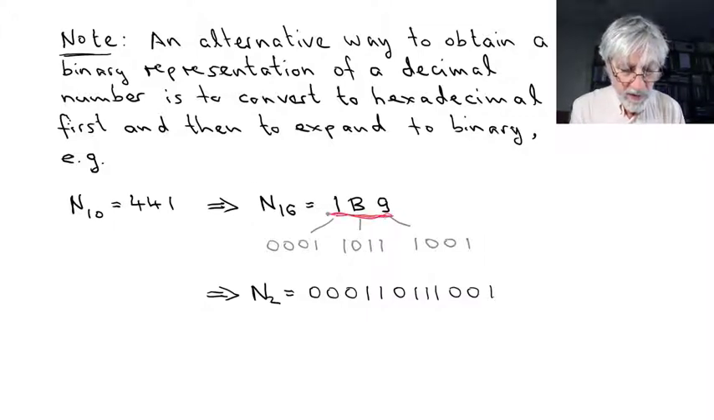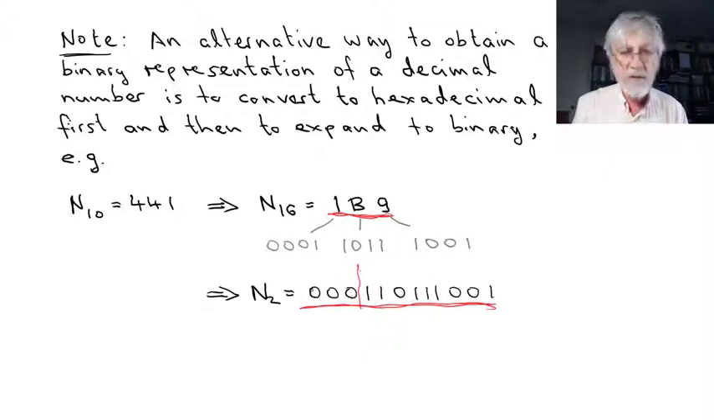We take the 1B9 that we just computed in the direct conversion to hexadecimal, and we expand the 9 into 1001, the B, 11, into 1011, and the 1 into 0001, and so we get our binary representation again of 441, which is 000, 110, 111, 001. And of course the 000 here to the left, the leading zeros, we don't really need to keep, so we could just say it's 110, 111, 001, which of course we have obtained previously in the direct conversion from decimal to binary.